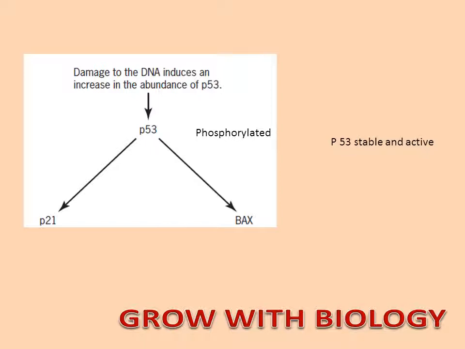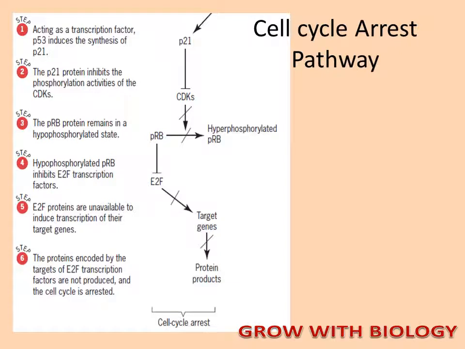So there are two ways. If the DNA is damaged, it will not allow cell division, so there will be cell cycle arrest as well as apoptosis. Now the first phase, that is cell cycle arrest. There is a high level of P53, and this transcription factor will induce the synthesis of P21. Now this P21 inhibits the phosphorylation activity of CDKs, and CDKs play an important role in the cell cycle.